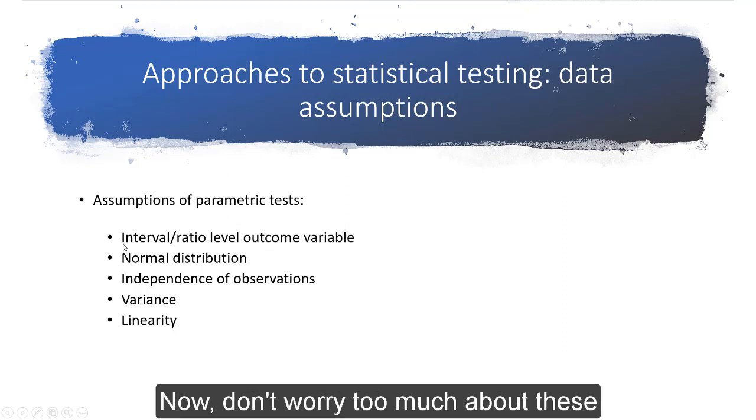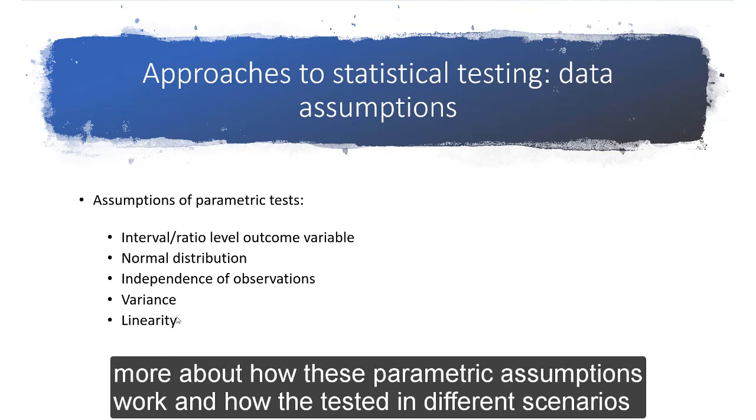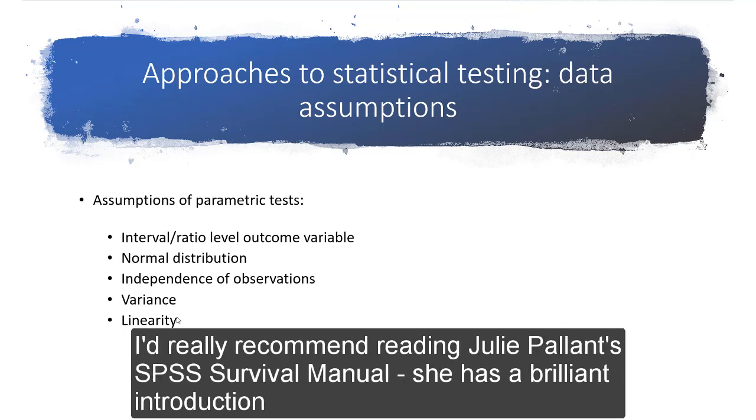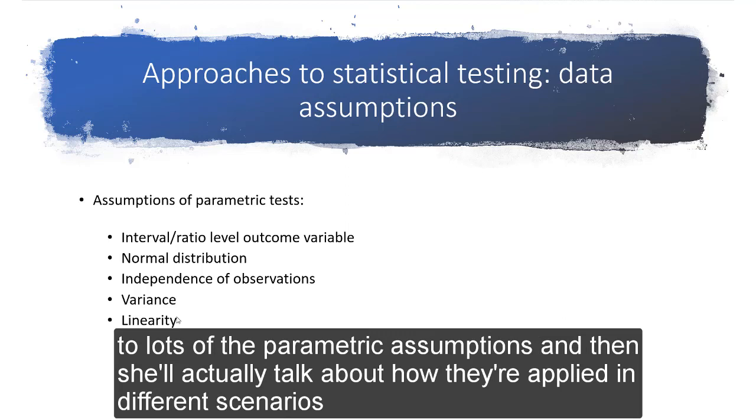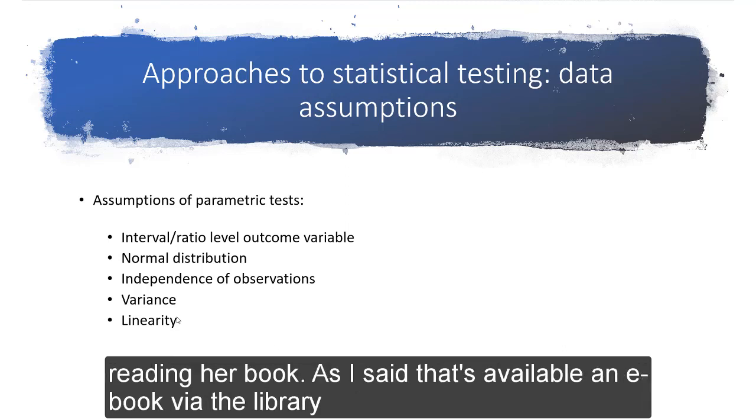Don't worry too much about these, because how you investigate them will differ depending on the test you're looking at. But if you want to understand more about how these parametric assumptions work and how they're tested in different scenarios, I'd really recommend reading Julie Pallant's SPSS Survival Manual. She has a brilliant introduction to lots of the parametric assumptions, and then she talks about how they're applied in different scenarios in different types of tests. If you're interested in learning more, I'd recommend reading her book. As I said, that's available as an ebook through the library.